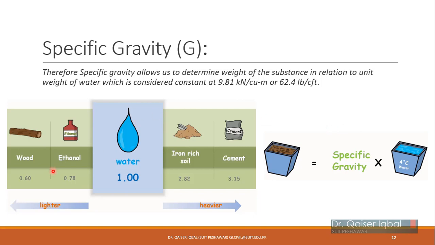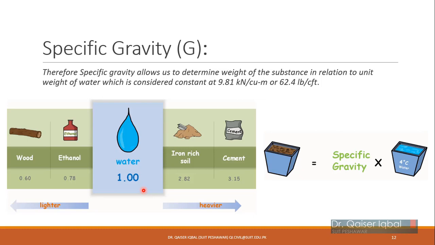Here is the specific gravity of various substances. Wood has a specific gravity of 0.6. That's why when you put wood in water, it floats on the top because it's lighter. Ethanol, petrol, or other fuels also have a specific gravity less than water. So when you put oil in water, it floats on the top because its specific gravity is less. The specific gravity of water is obviously equal to 1.